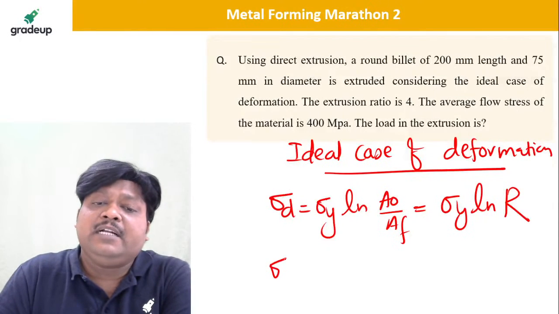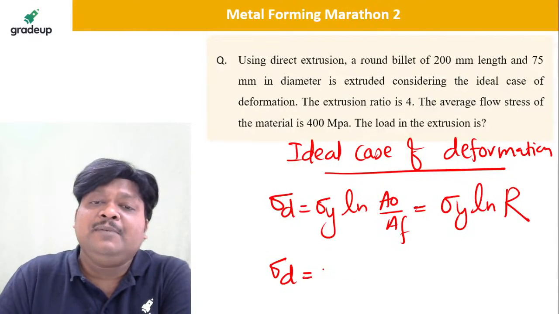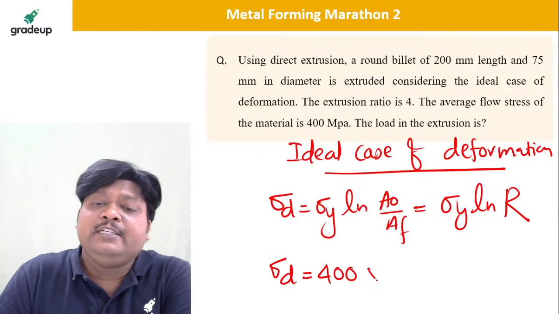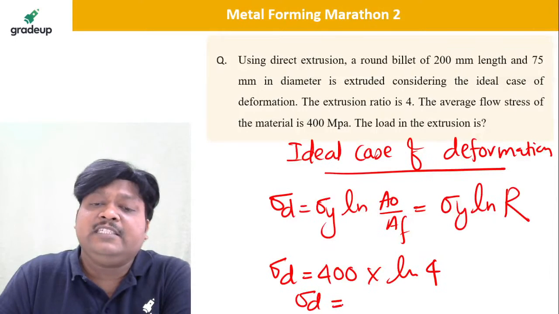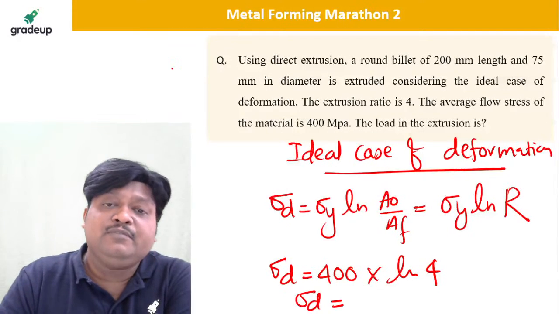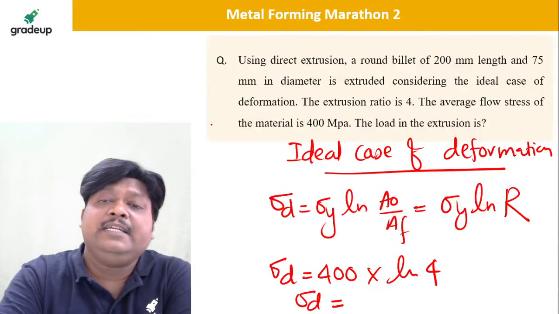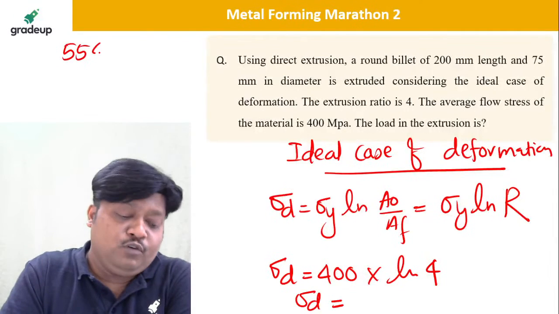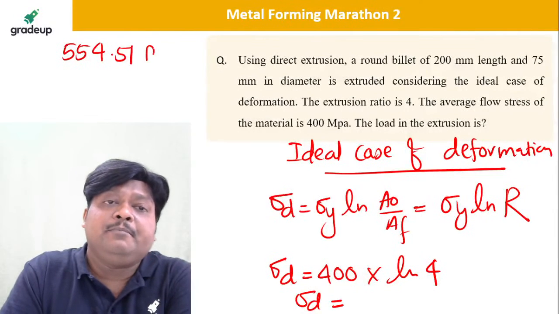So tell me, sigma D will be how much? Sigma Y is how much? 400 into ln of extrusion ratio 4. So what will be the drawing stress in the extrusion? 400 into ln of 4, that will be 554. Sigma D is how much? 554.51 megapascal. This is the drawing stress in the extrusion.